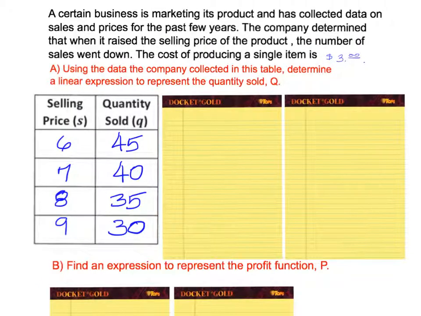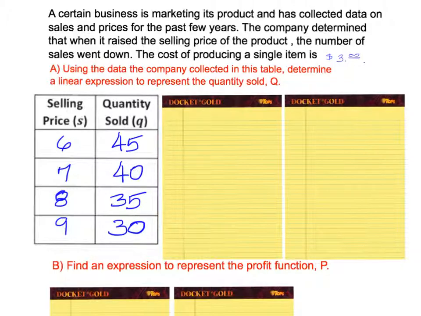A certain business is marketing its product and has collected data on sales and prices for the past few years. For example, the price was 6 one year, and they sold 45 of those items. Another year the price was 7, then they only sold 40. And notice how it goes down. The company determined that when it raised the selling price of the product, the number of sales went down. The cost of producing a single item is $3.